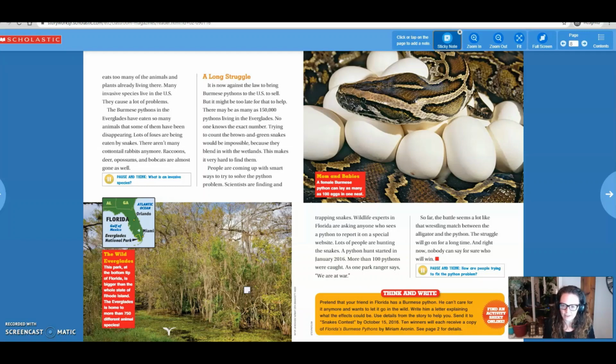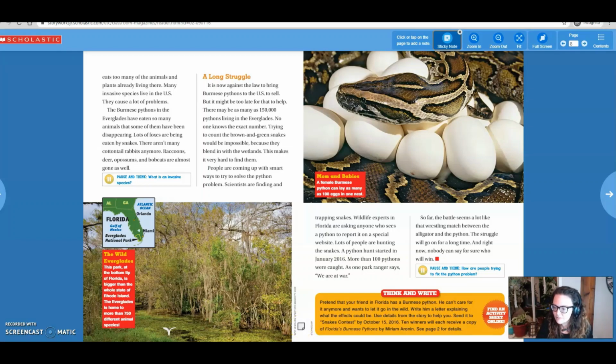Yeah, so I don't understand why a pet would be living in a park like that, though. That's still something that's confusing to me. Mom and babies. A female Burmese python can lay as many as 100 eggs in one nest. That is a lot of eggs. That means that one snake can have more than 100 babies at a time. That's a lot.